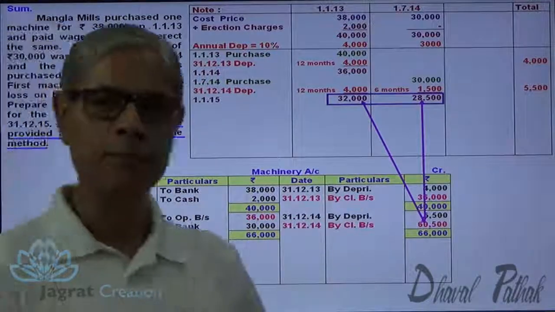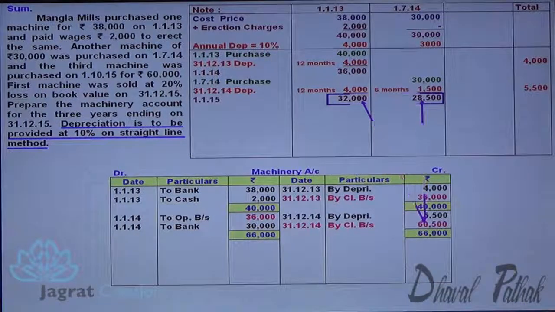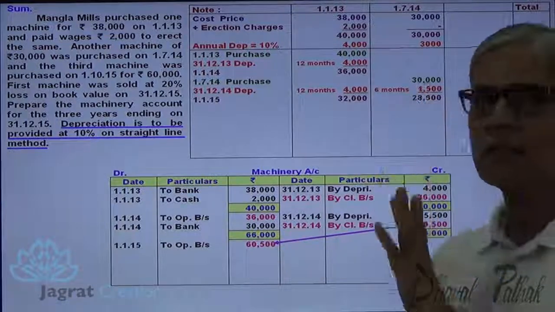This closing balance will become opening balance in the third year. So this 60,500 becomes the opening balance in the third year. So opening balance 60,500.